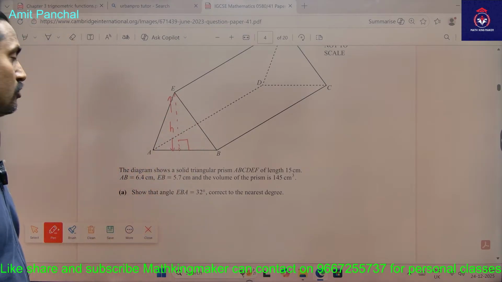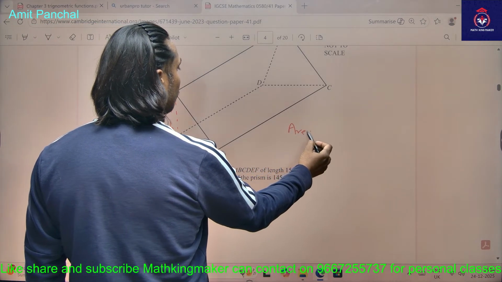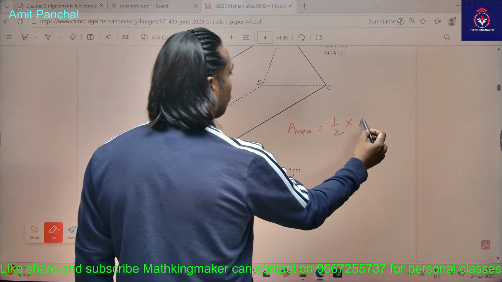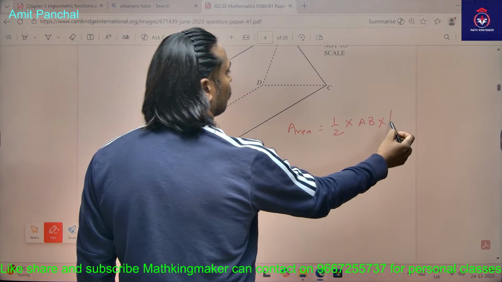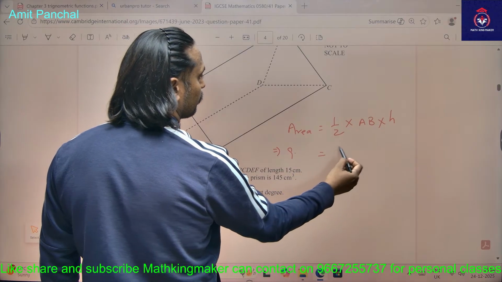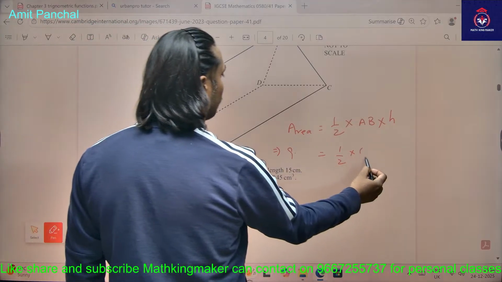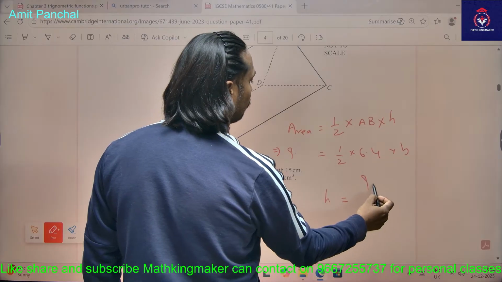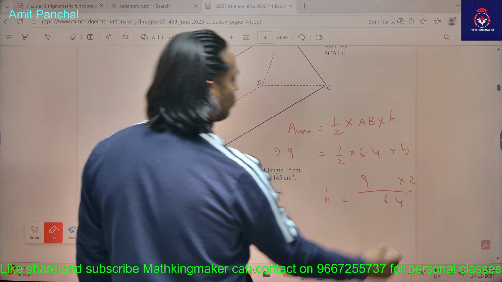So the area formula becomes: area of triangle is half base times height. Base is considered as AB, and this is the height of the triangle. Area is already given to you, 9.6 repeating. AB is given as 6.4, so height will be 9.6 divided by... times 2 divided by 6.4. So that will give you the height.